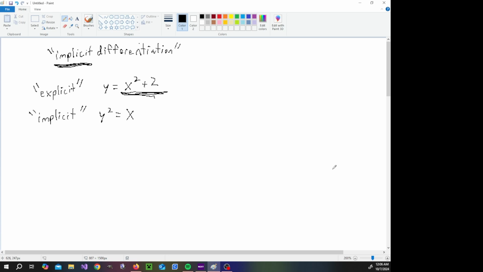Now, with this relationship, I don't immediately get to plug in a number for x and immediately know what the output is. For instance, if I want to find the x and y value when my x is 1, I don't immediately know what my y values are. This doesn't literally tell me what that y value is. So instead, we have to solve for y. And it turns out y equals plus or minus the square root of 1, which is plus or minus 1.